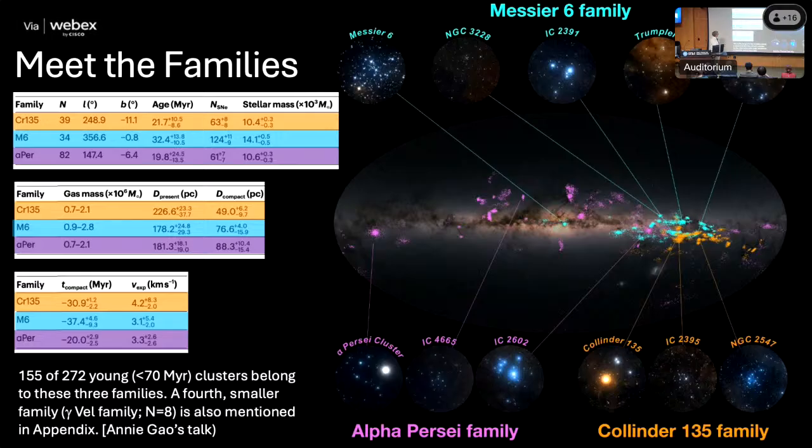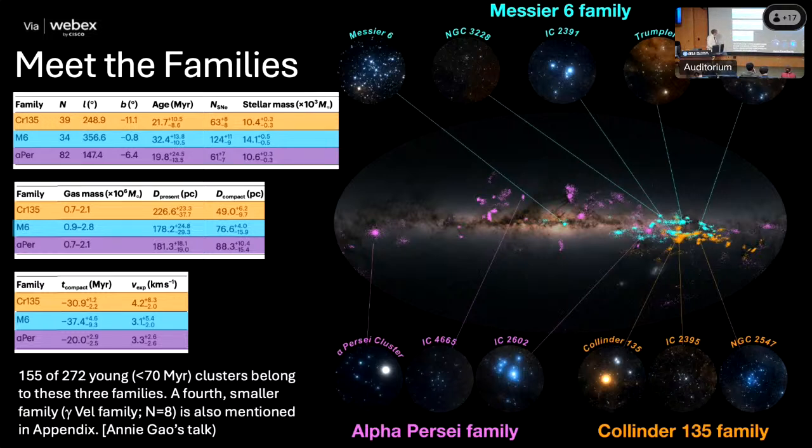The clusters are typically spread out over a 200 parsec area currently, but at their most compact, trace back to more like 50 to 100 parsecs. And they were at their most compact configuration 20 to 30 million years ago. So why is this important? Oh, and then of course, this just shows their sky distribution. The purple ones are the Alpha Per family, and they're spread out all over the sky because they're the closest ones to us. Collinder 135 family is over in one direction, and M6 spread out a little bit more. And then these are some little thumbnails of some of the individual clusters.